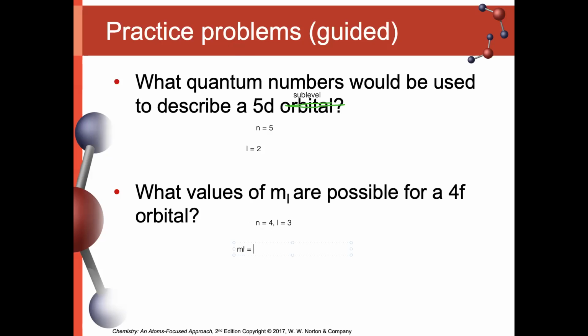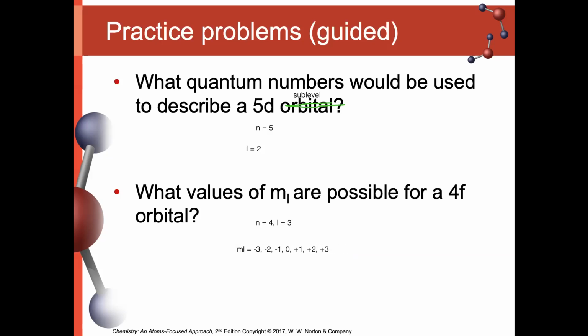Well, recall that m sub L is bounded by L. So it goes from negative L through 0 to positive L. So we could have a negative 3 value, a negative 2 value, a negative 1 value, a 0 value, a positive 1, a positive 2, or a positive 3 value. All 7 of those are possible for this because we don't know which one it is that we're talking about.